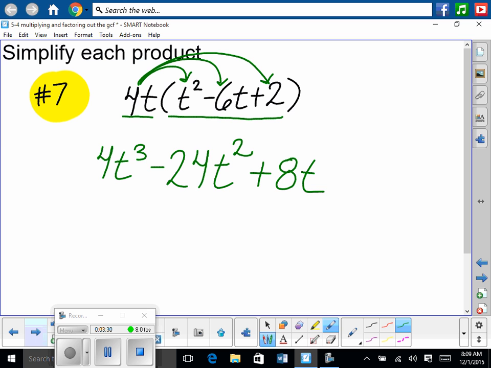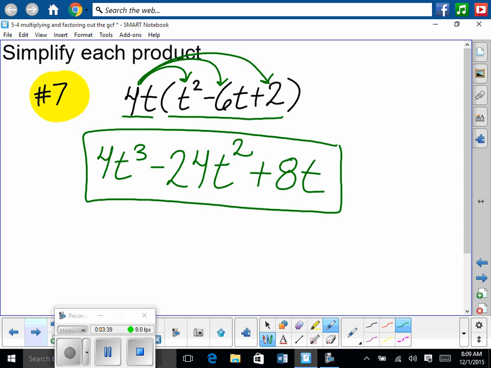Now look, is it in standard form? Highest degree, next highest degree, next highest degree. All like terms are combined. Nothing here is like, so we're done. Very good. So guess what, guys? If we were here and we factored it, guess what? We're going to end back up right here. So once again, understand multiplication and factoring are opposites of each other. All right, let's do another one.